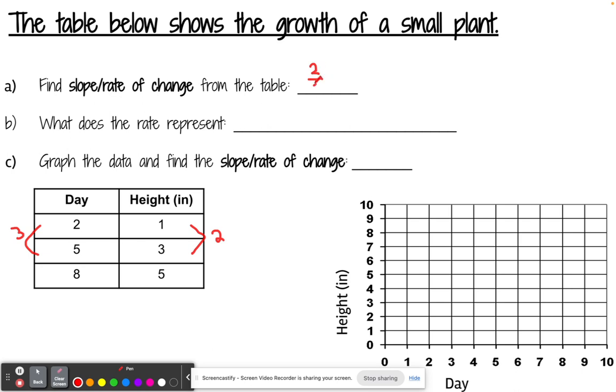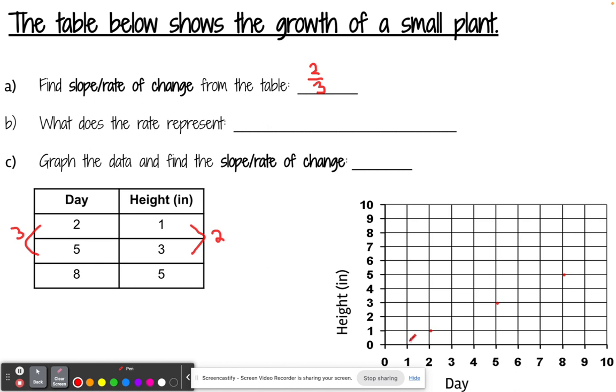I could also graph this. It says day 2, the height of my small plant is 1 inch. On day 5, the height of my small plant is 3. And on day 8, the height of my small plant is 5.